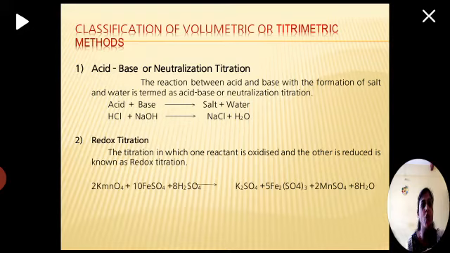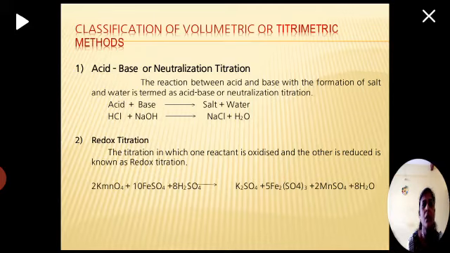Then comes the redox titration. The titration in which one reactant is oxidized and the other is reduced is known as the redox titration. Here the oxidizing agent and reducing agent must be present. The reaction of KMnO4 with FeSO4 gives you K2SO4, Fe2(SO4)3, MnSO4 plus H2O. In this oxidation reduction reaction, KMnO4 is acting as an oxidizing agent and FeSO4 is acting as a reducing agent.